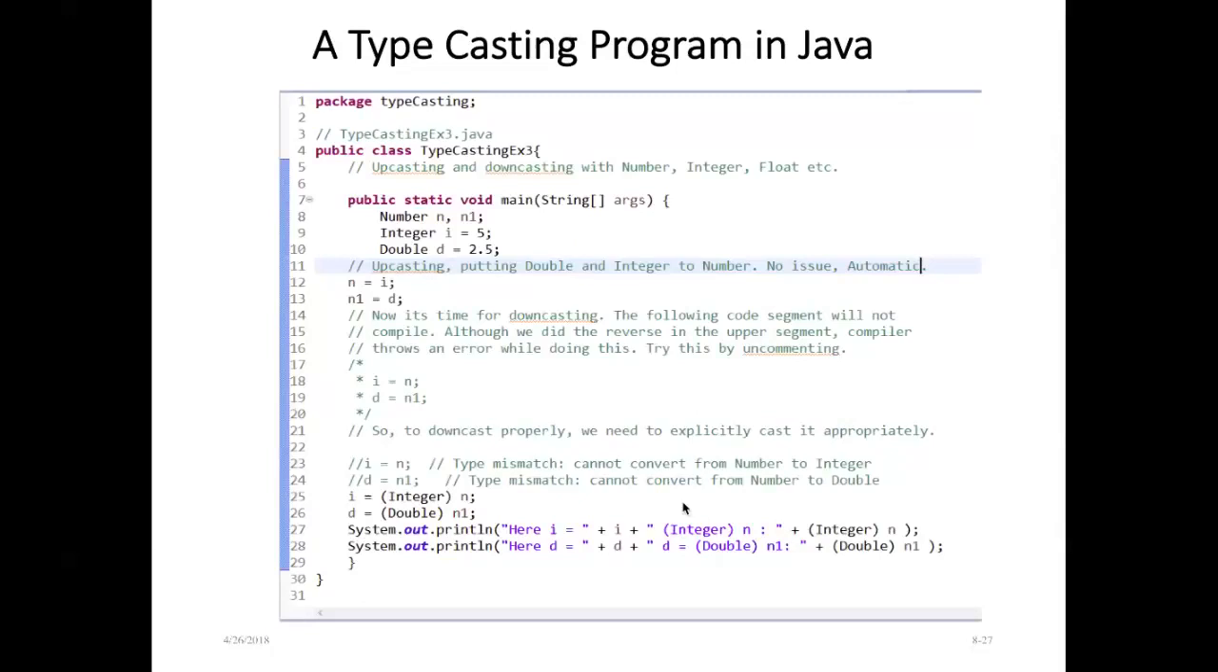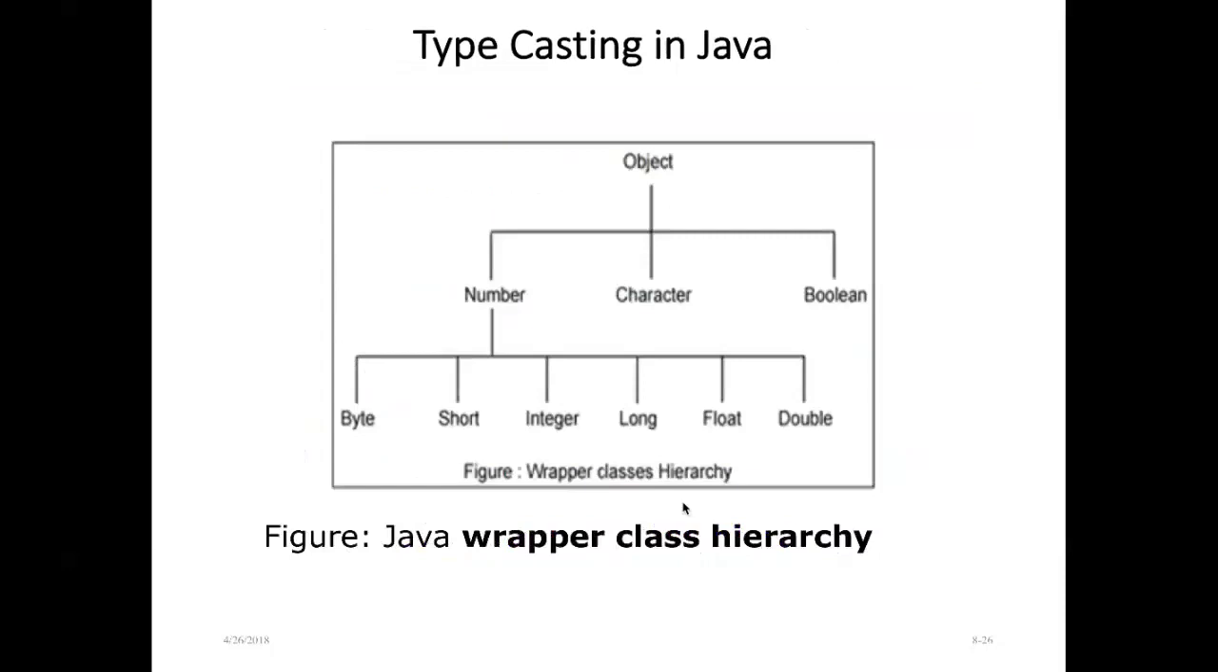So that means Number is on top. It is a larger object, the parent object. So you cannot downgrade it. The reason is that all integers are numbers, right? All bytes are numbers, all shorts are numbers, all floats are numbers, all doubles are numbers, but all numbers are not integers.